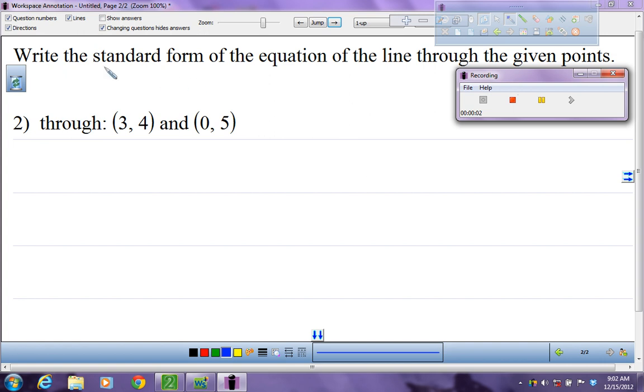Okay, and this one they still want you to find the standard form. Of course, that is in the format of ax plus by equals c. But if you notice, you're not given any equation. All you're given is 2 points. So if you backtrack and you try to remember, okay, what can I do?